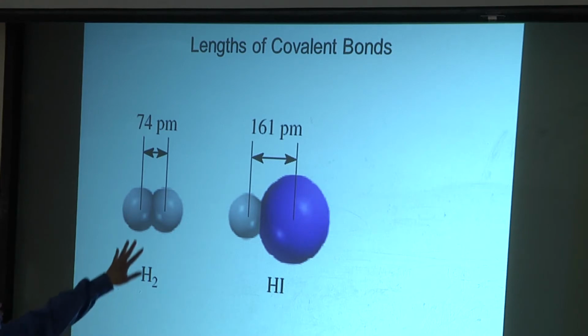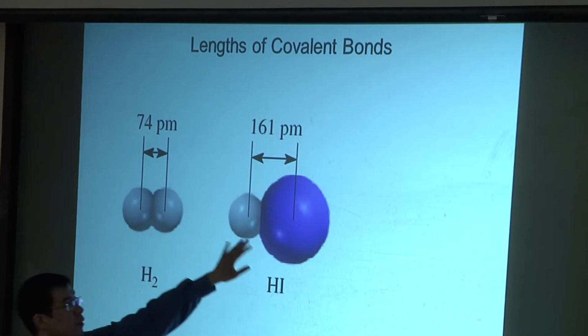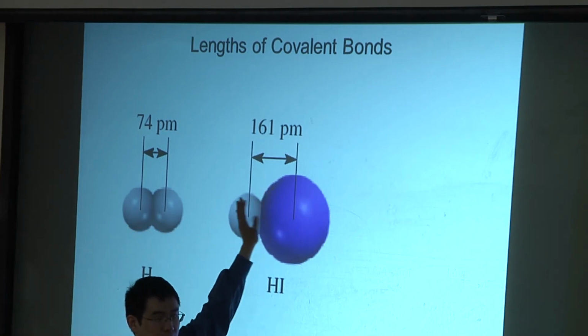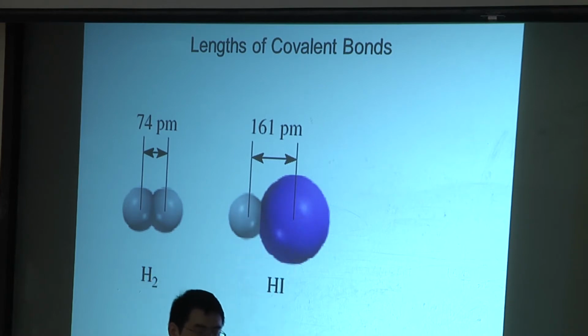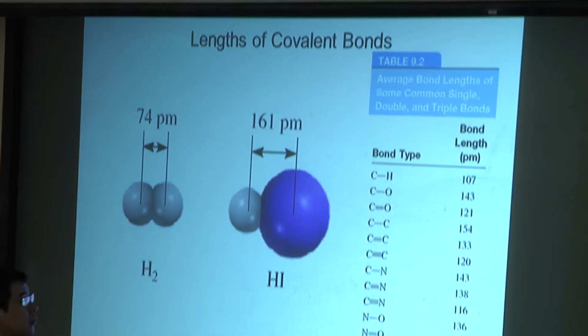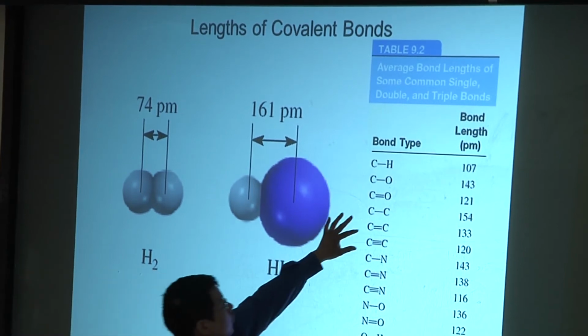When you put the two of them together, the one that has a larger atomic radius is going to give you a larger bond length. But that's only part of the story. The other part of the story has to do with how many bonds you're forming.